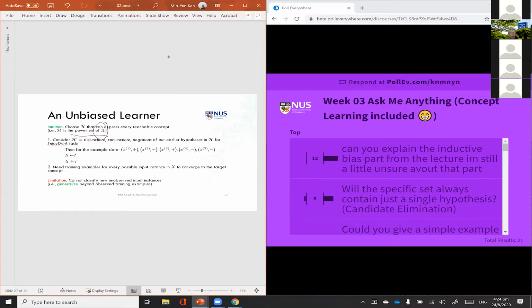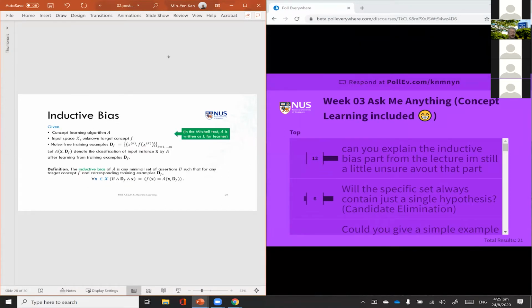All right. If we have an unbiased learner rather than a biased one, then we will have this problem. We won't be able to classify new unobserved instances, because for each one of these, exactly half of the remaining hypotheses that are not yet ruled out by examples in the data would say yes to that example, and the other half would say no.